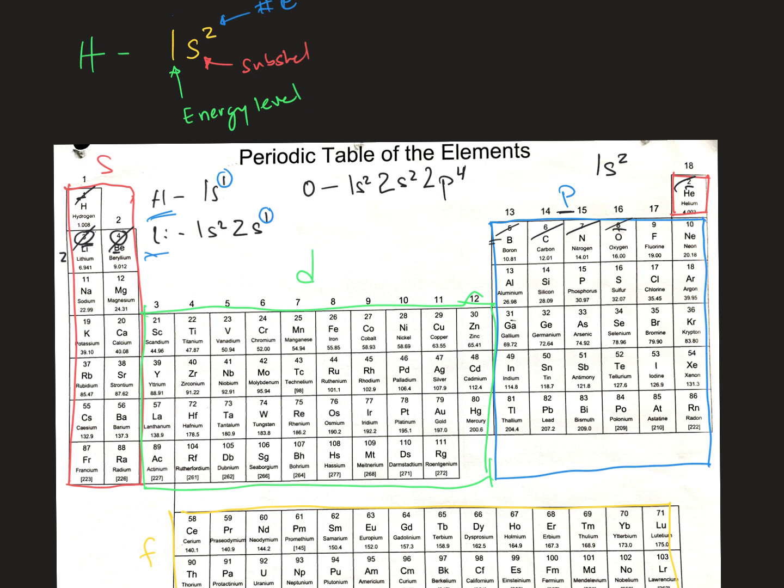What I want you to know is if they're in the same group, for main group elements, they have the same number of valence electrons, and that's why they have similar properties. Good? Because if these are in group 1, they just have one valence electron, they're dying to get rid of it. That's why they're so reactive.